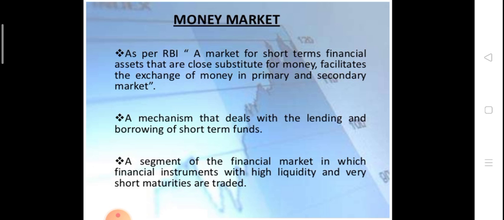Now, again, what is the meaning of money market? As per RBI, a market for short term financial assets, means if we want to invest in short term assets, we go to the money market, that are close substitutes for money, means it is very liquid. When we want to sell those securities, we immediately sell and get cash from these securities. It is a mechanism which deals with the lending and borrowing of short term funds, a segment of financial market in which financial instruments with high liquidity and very short maturities are traded.